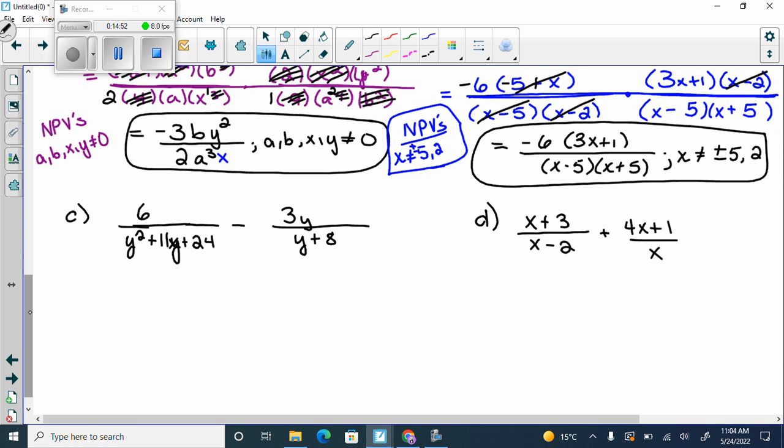So we're going to get an equal sign running down the left because these are not solvings. So we get 6 over, what multiplies to give me 24 and adds to give me 11? y plus 3, y plus 8. Minus 3y over y plus 8. So our first step when adding, subtracting, and solving is to GCF, difference of squares, or factor the denominators.